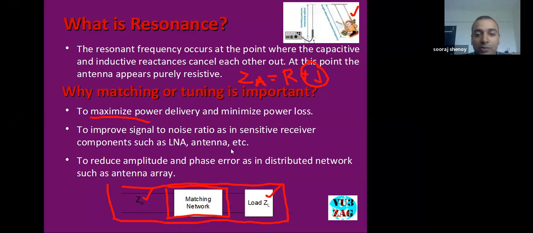And also it improves the signal to noise ratio when we talk about sensitive receiver components like LNA and antenna. Also, it reduces the amplitude and phase error in a distributed network such as an antenna array. So we are talking about this from a broader perspective. That's why all these things come into the picture. Okay.